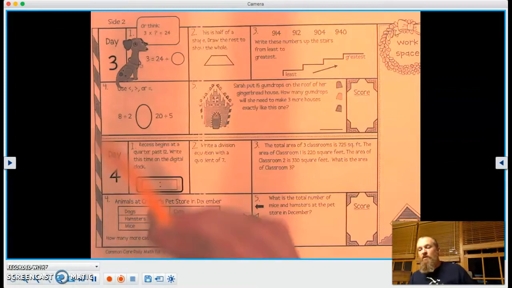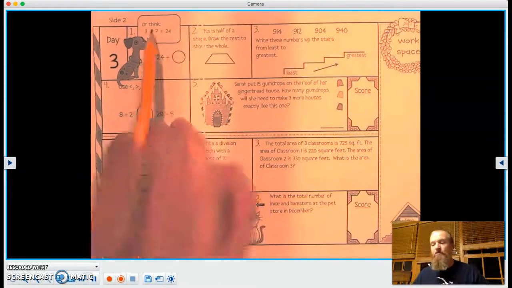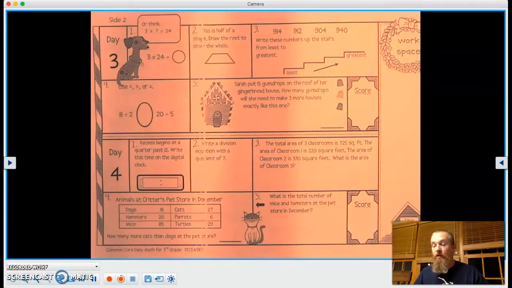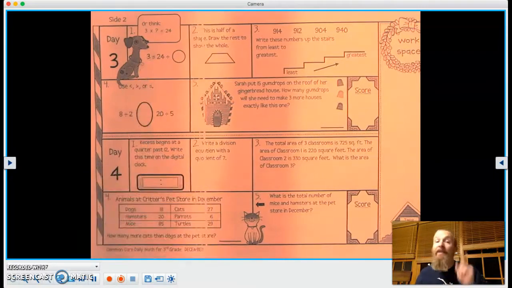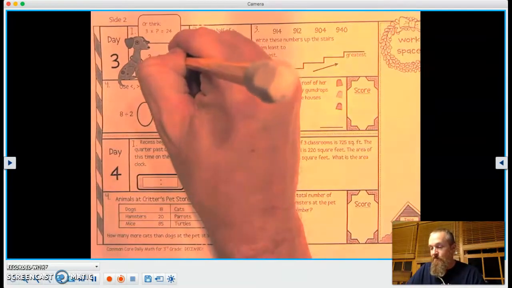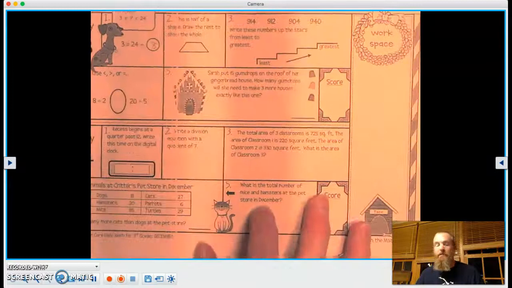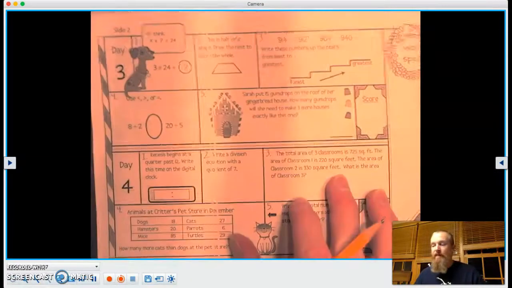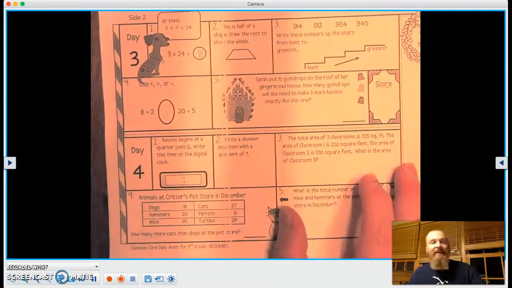So 24 on this side, 3 times what equals 24? Well, 24 divided by 3 is 8. 8 threes. Okay? It's kind of a way to think of that, I guess, right?